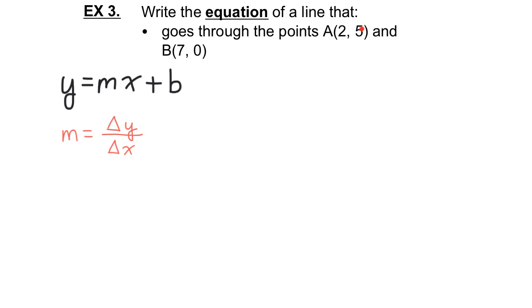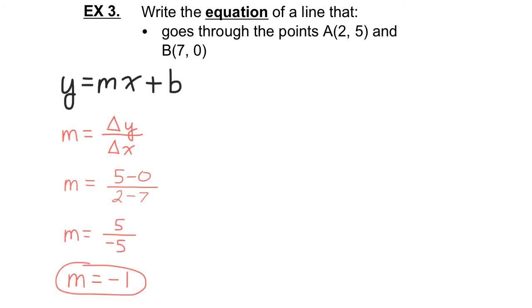It's the difference between my y coordinates. So I can do 5 minus 0 to get the change in y. Also, I can do 2 minus 7 to get the change in x. It's the difference between my x coordinates. So once I have that in place, I can calculate the slope. So in our case, 5 minus 0 is 5, 2 minus 7 is negative 5, 5 divided by negative 5 is negative 1. So our slope is negative 1.